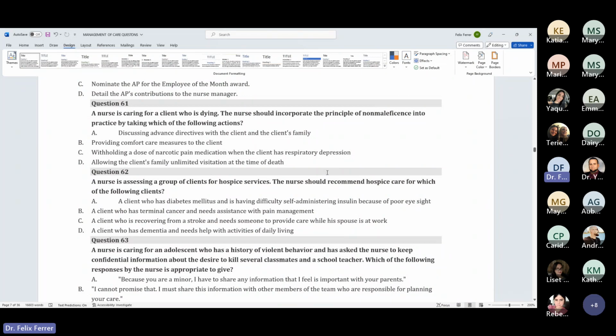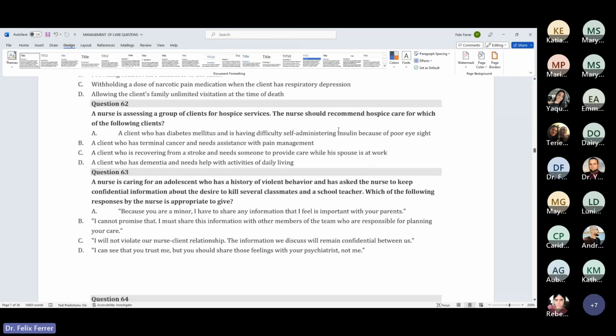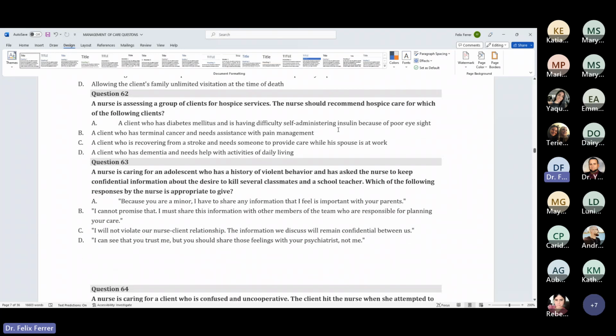This is caring for a client who's dying. The nurse should incorporate the principle of nonmaleficence into practice by taking which of the following actions? B. No harm. C. Really good. That will provide more harm than benefits. Really good. And then assessing a group of clients for hospice services.